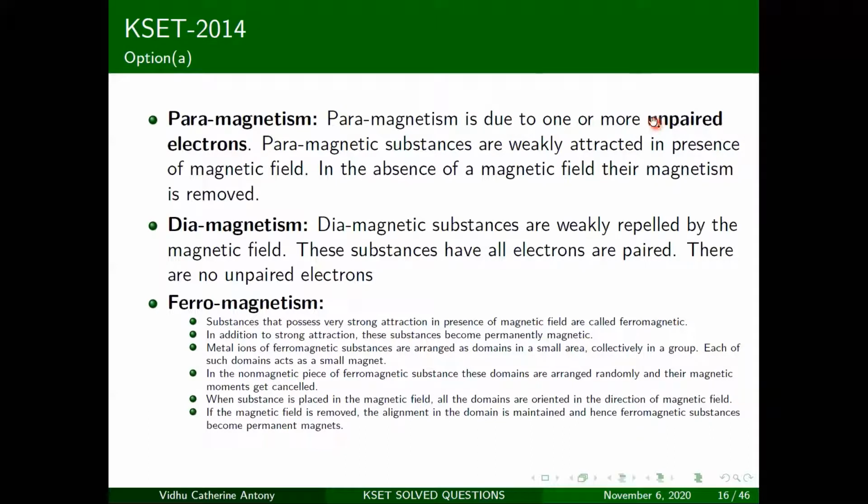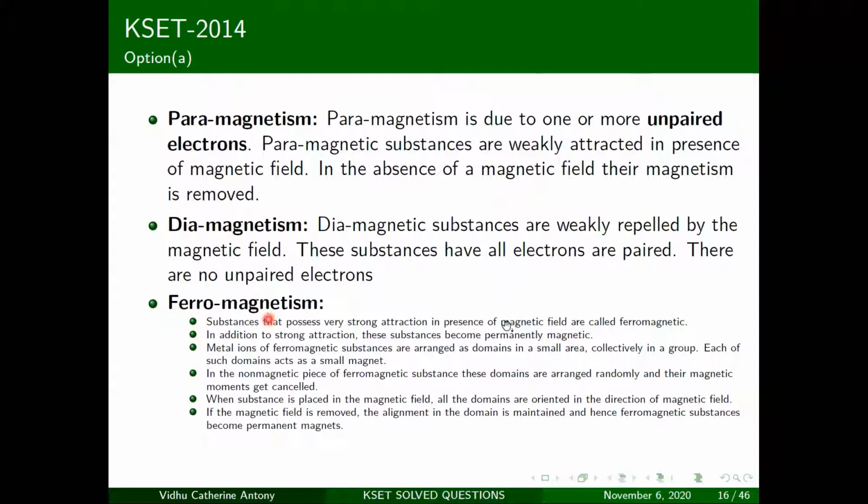Paramagnetism is due to one or more unpaired electrons. Paramagnetic substances are weakly attracted in the presence of the magnetic field, which I showed you earlier when I drew those magnetic fields and placed those materials inside them. In the absence of your magnetic field, the magnetism is removed. Now, diamagnetic materials are weakly repelled by the magnetic field. These substances have electrons that are paired. All the electrons are paired and there are no unpaired electrons.